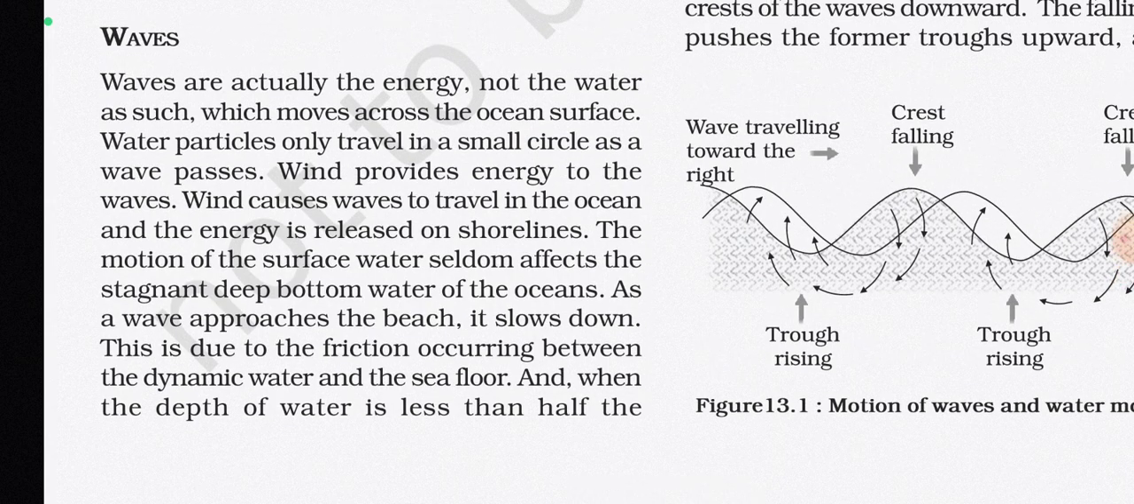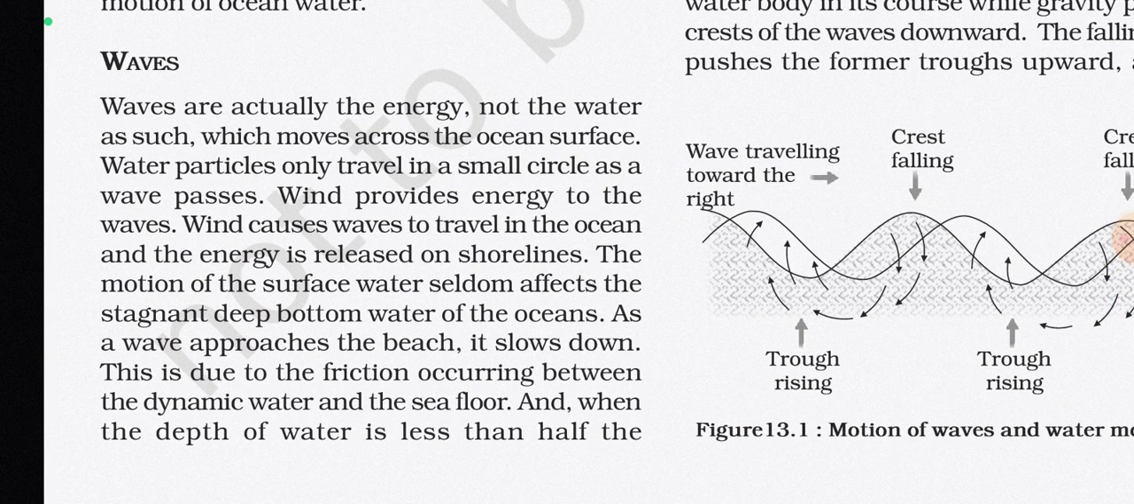Wind provides energy to the waves. Wind causes waves to travel in the ocean and the energy is released on shorelines. The motion of the surface water seldom affects the stagnant deep bottom water of the oceans. As a wave approaches the beach, it slows down.